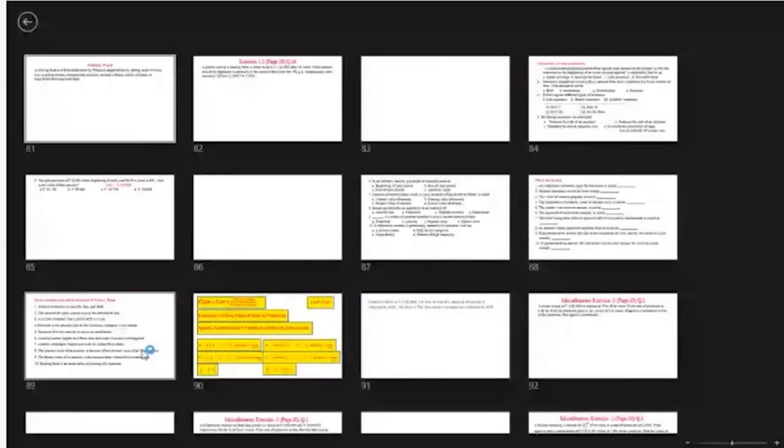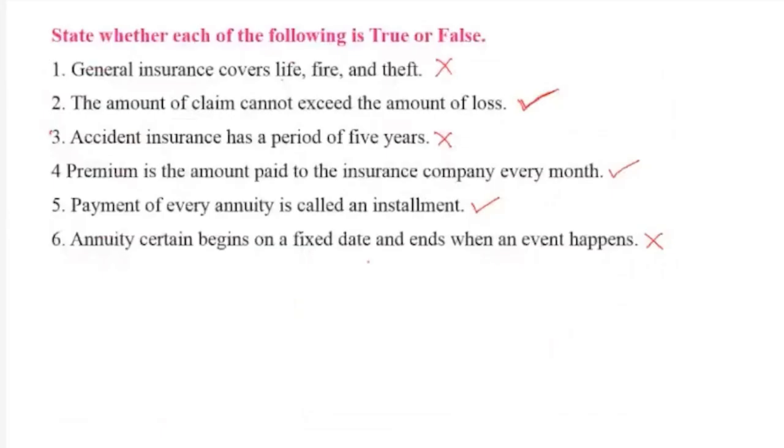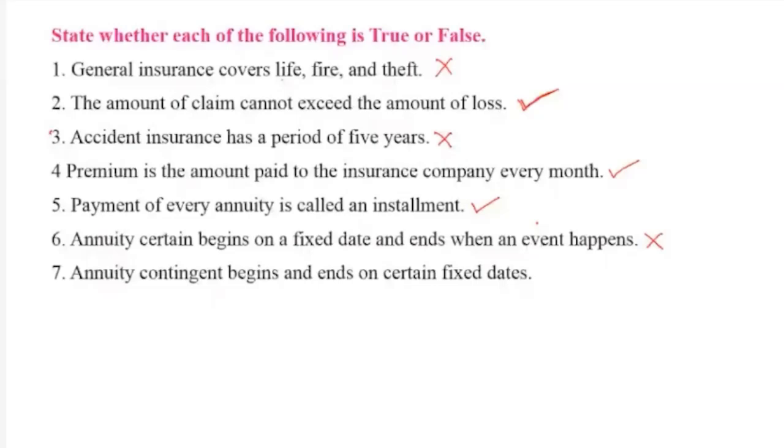Yes. So what it is saying, annuity certain begins on a fixed date and ends when an event happens. No, it doesn't end when an event happens. It is having a certain period, a fixed period. Event happen के बाद नहीं. चलो next. Annuity contingent. Yes, annuity contingent ऊपर होना चाहिए था.